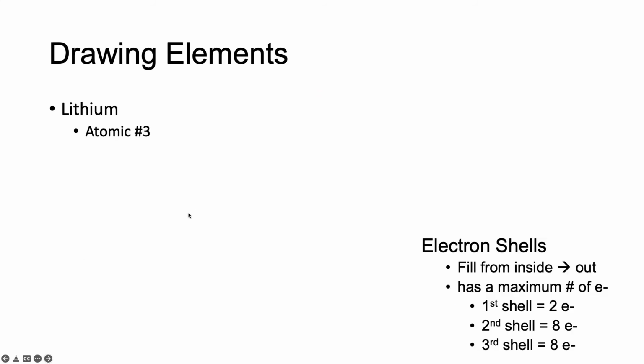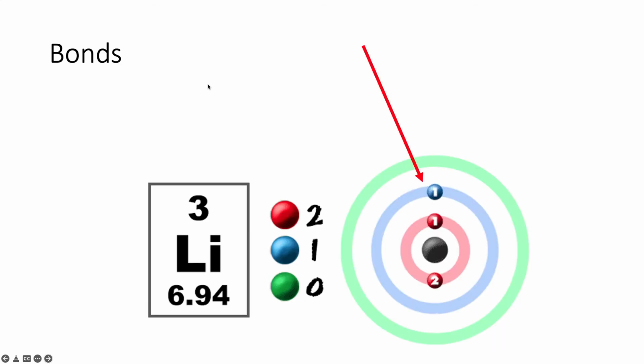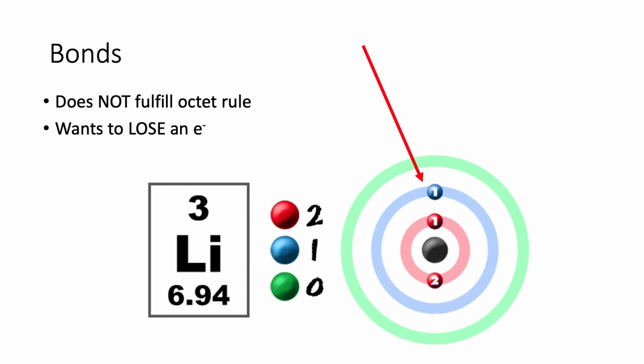We're going to draw some other elements now that are going to use a different type of bond. So lithium is atomic number 3, and as we know, that means it has 3 protons and 3 electrons. And so if we were to draw this out, it's going to look like something like that. So you have your 3 protons in the nucleus, you have 2 electrons in the first shell, and then 1 electron in the second shell. Now this definitely does not fulfill the octet rule, because it only has 1 electron in its valence shell. So it can either make a whole bunch of bonds and try and fill up that shell, or it has another option. It can lose one of its electrons.